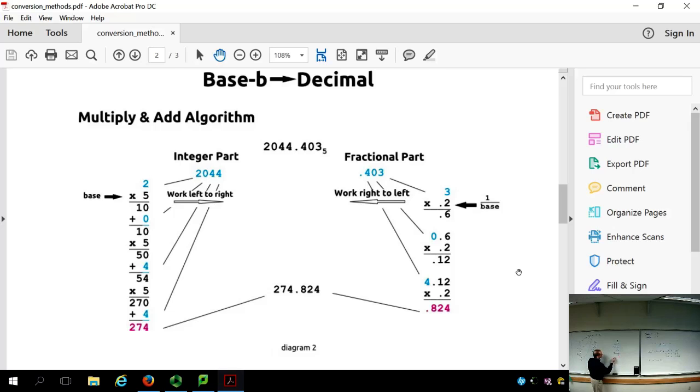Yeah, I then add 4 to that. Oh, I'm sorry. This 0 gets added in here, 0.6. Now I'm going to add the 4 in here for 4.12. Multiply that by 0.2. And you come up with 0.824, like that. Apologize for doing that really weird. We'll do more of those.